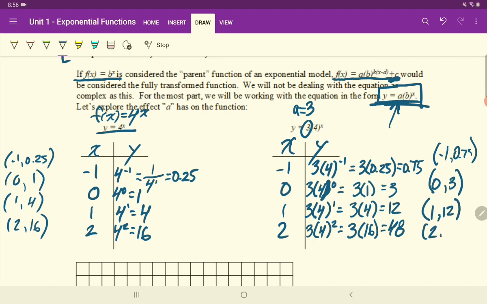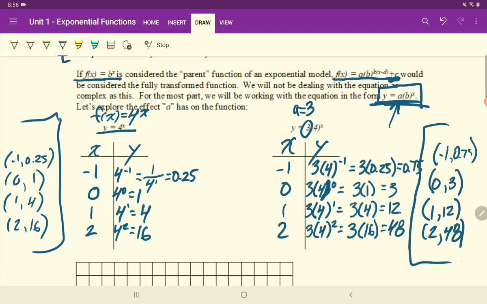Well, let's analyze right now. Before we even graph, let's analyze what's going on here. Let's look at these coordinates here, and let's look at these coordinates here. Did the x values change? No, they didn't, right? What changed? It certainly appears as though the y values changed.